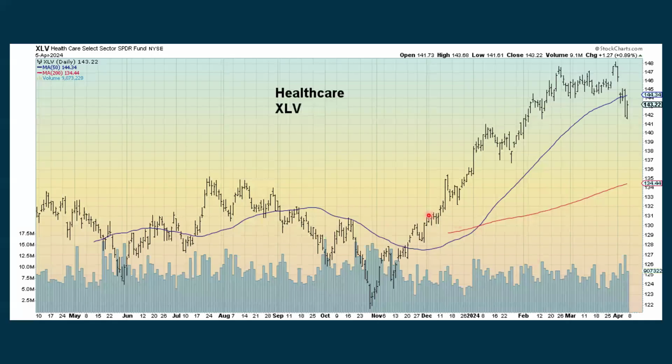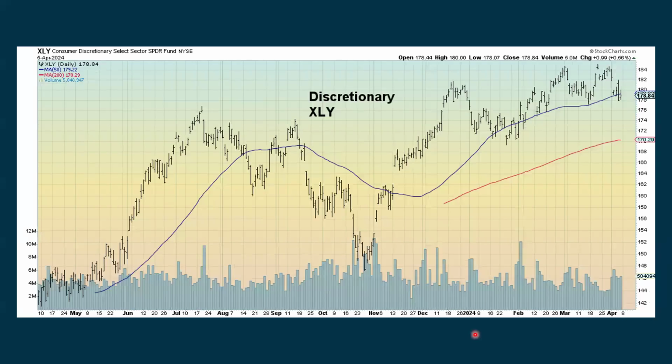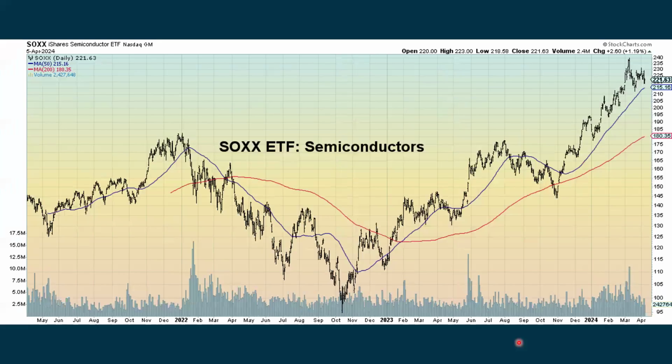We look at healthcare, more defensive area. It's in an uptrend, but it has been pulling back, and it's really underperforming the S&P on a ratio basis. Discretionary, as I like to say, this is what makes life fun. When we look at it by itself, it's in an uptrend, but when we compare it to the S&P, it's underperforming. Semiconductors, a huge part of the tech sector, continues to be in an uptrend, even though it's been chopping sideways lately.